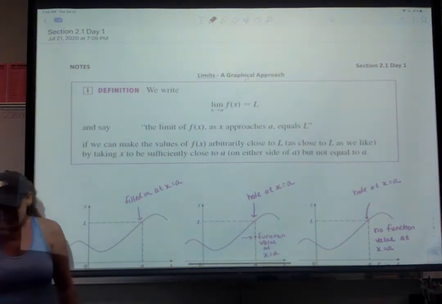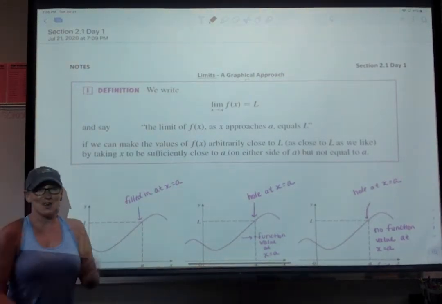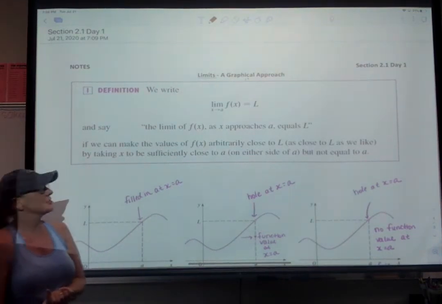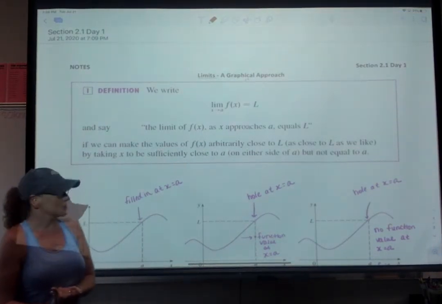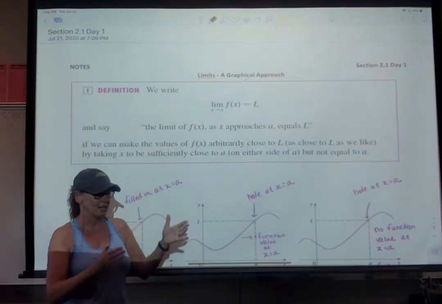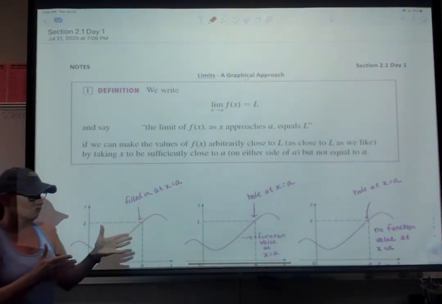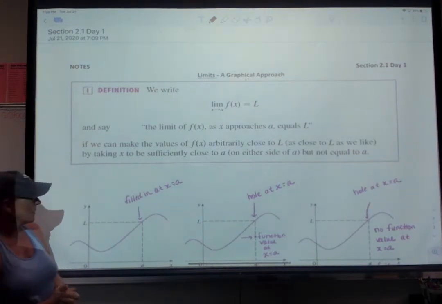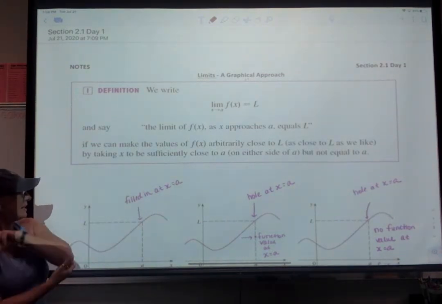Hey, this is day one of calculus. We are looking at chapter 2, section 1, day 1, and I've split section 1 into 3 different days to make it a little more manageable.